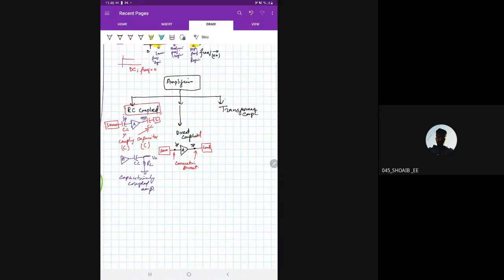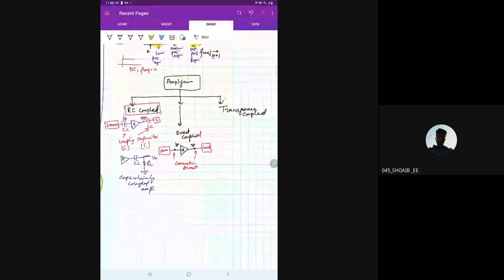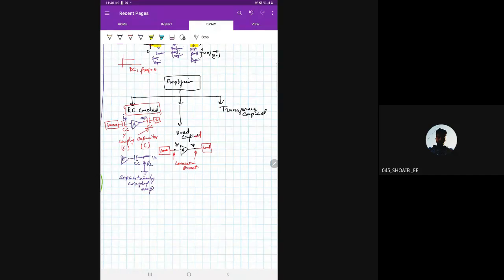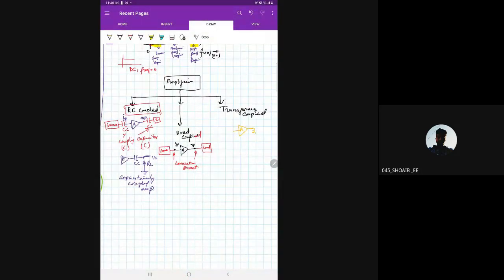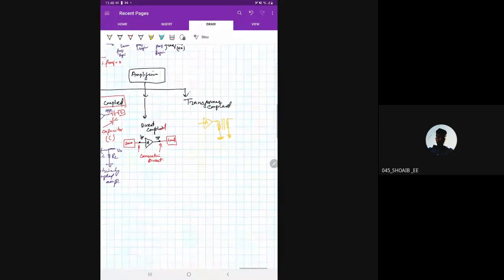amplifier. This type of amplifier would be very easy for you because you know transformers. Here you have an amplifier. So we have an amplifier here like this. Your amplifier is connected to your load using a transformer. This is load resistance, and this is V output.